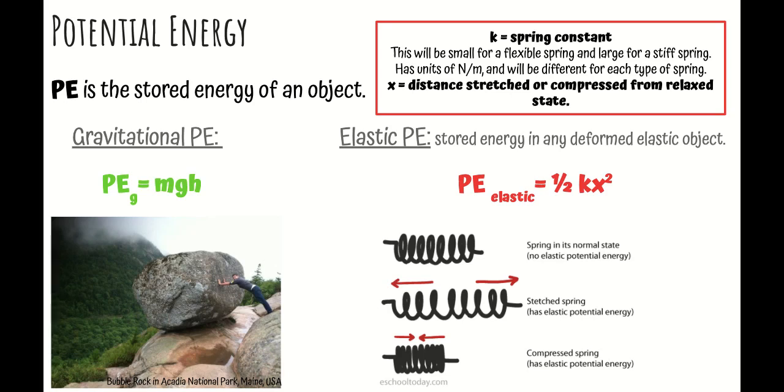On the other side, you have elastic potential energy. This is going to be your stored energy in any deformed elastic object. So anything that would snap back to its original shape, or at least attempt to do so, could have elastic potential energy.